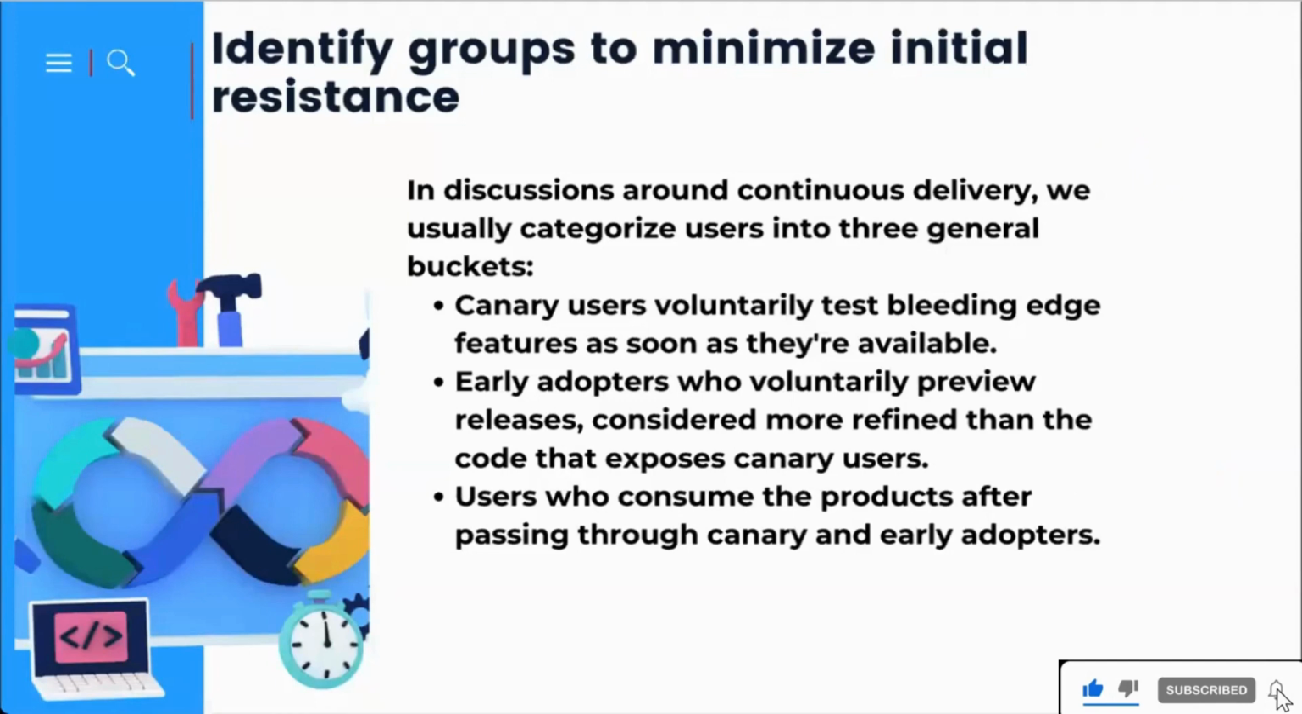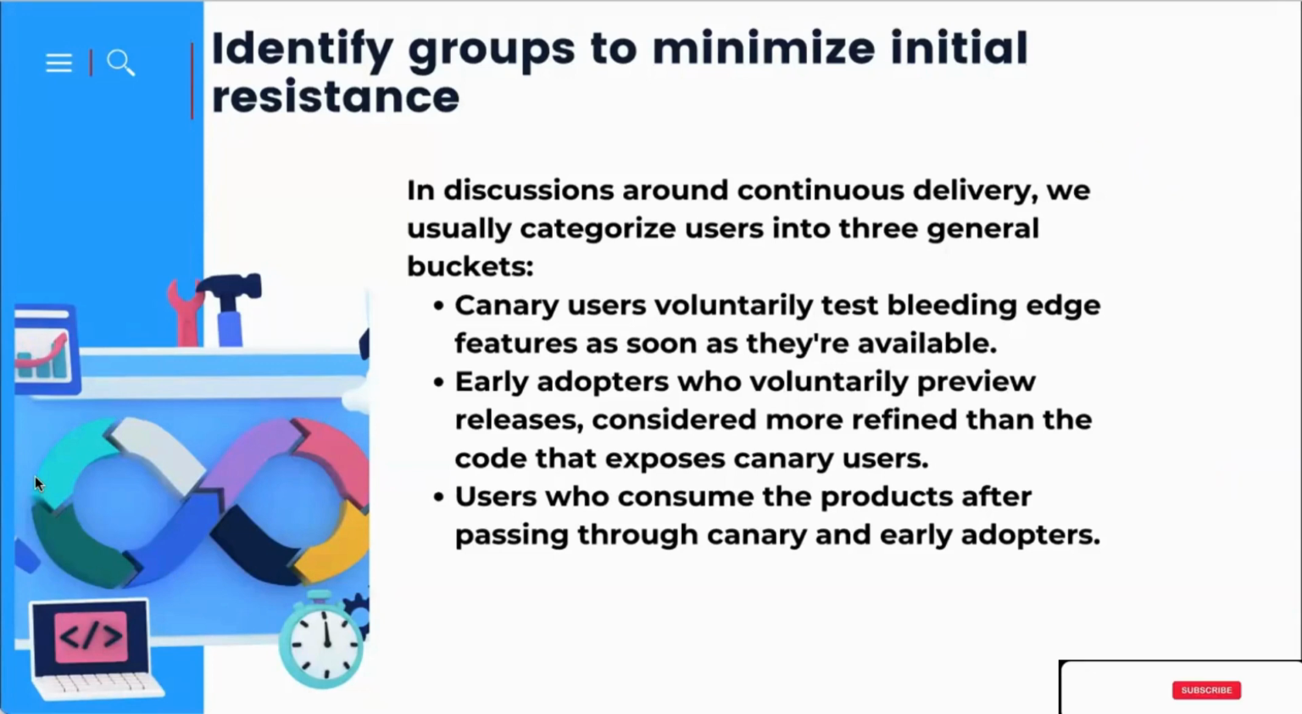So now we have to identify groups to minimize the initial resistance. Not all staff members within the organization will be able to work with the DevOps transformation journey. So we usually categorize users into three general buckets. First is the canary. Users volunteer to test bleeding edge features as soon as they are available.